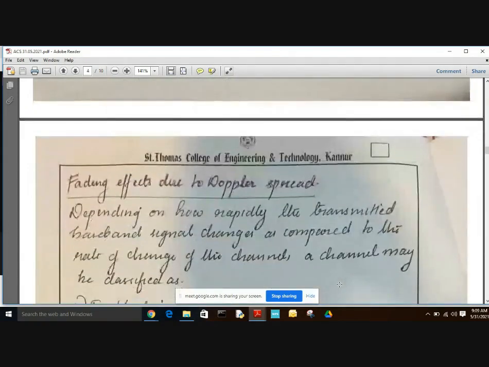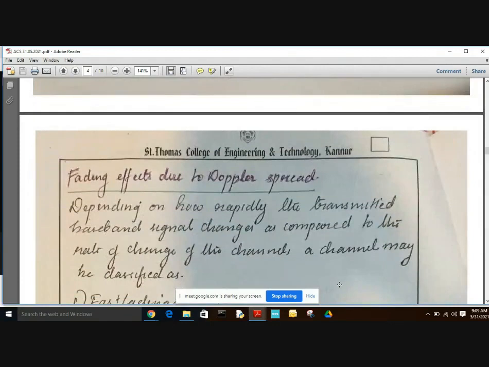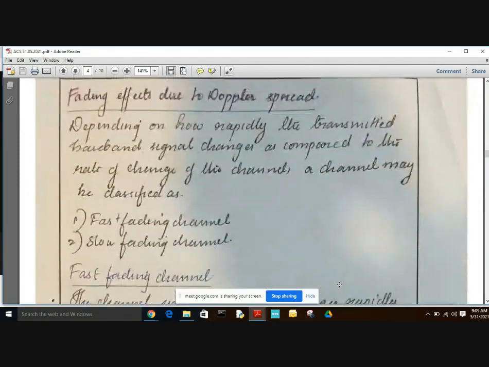And next is the fading due to the Doppler spread. Depending upon how rapidly the transmitted signal changes as compared to the rate of change of the channel, it may be classified into two types, that is fast fading and slow fading. In fast fading, we have a higher Doppler spread, and in slow fading, we have a lower Doppler spread.